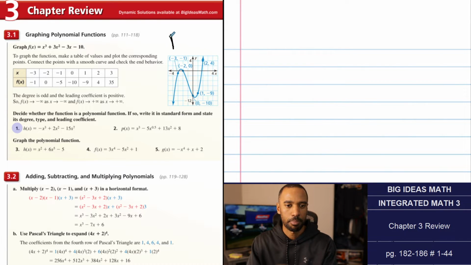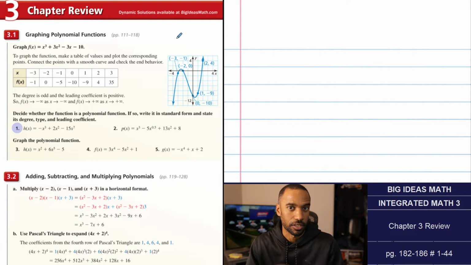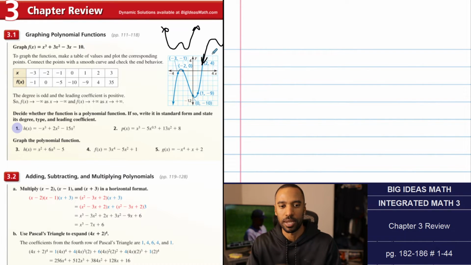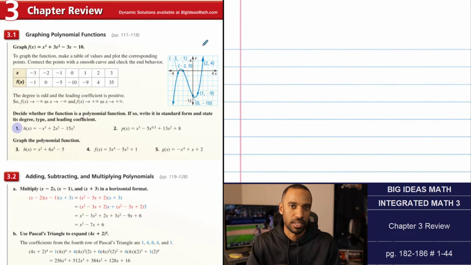Or start up and finish down, like that. Cubics, 5th power, 7th power, things like that. Even linear technically do that. They just don't curve in between. An even degree polynomial would have a start up, finish up kind of scenario, or start down, finish down kind of scenario. And it all has to do with the fact that raising negative numbers to odd powers keeps them negative, whereas raising negative numbers to even powers turns them positive.